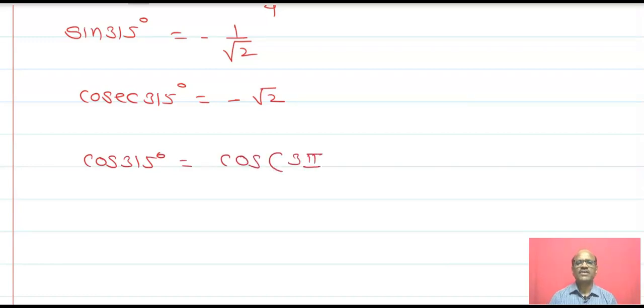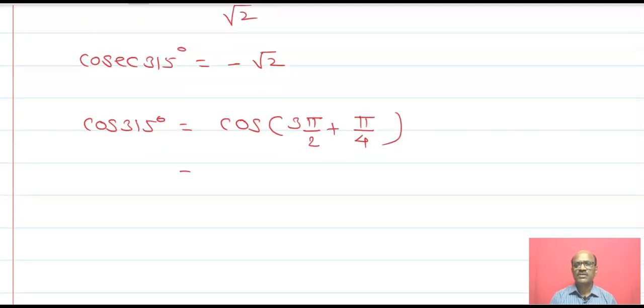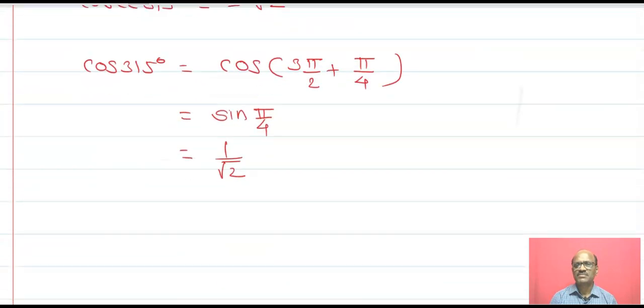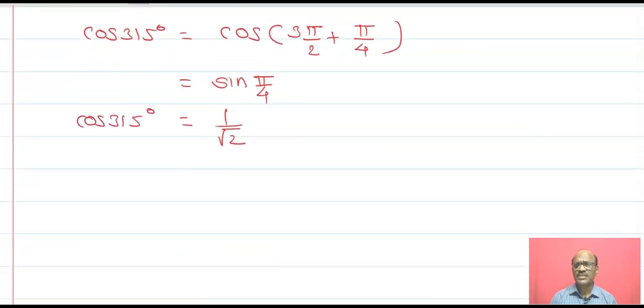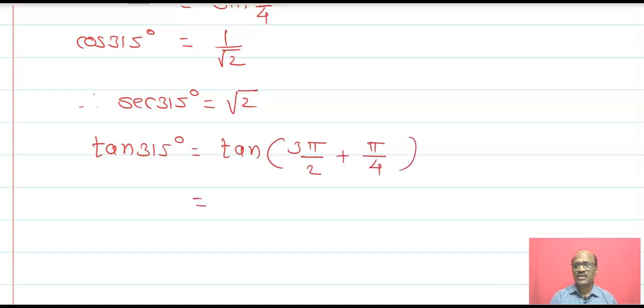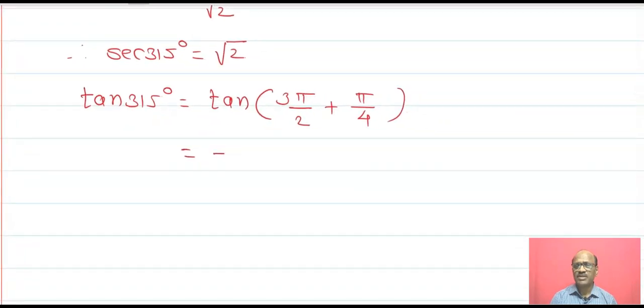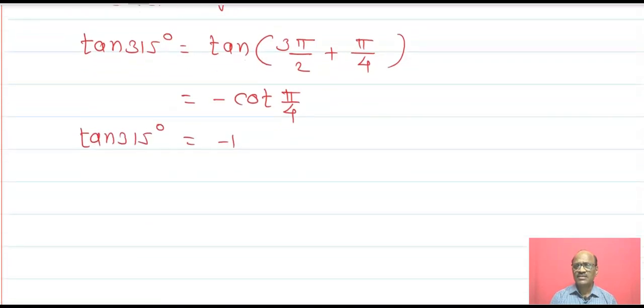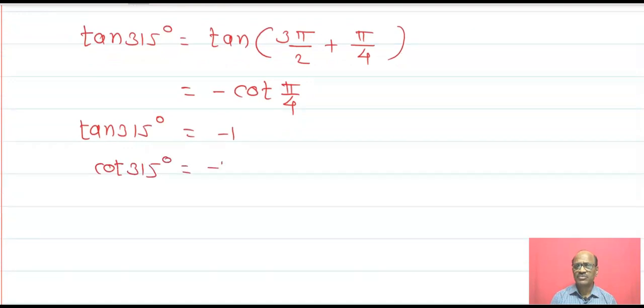And cos of 315, again cos is positive in the fourth quadrant, but it's 3 pi by 2 plus pi by 4, therefore the function changes, it becomes sine of pi by 4. Here cos of 315 is a parent ratio, therefore we have taken it as positive, therefore sec of 315 is root 2. Tan of 315 is written as tan of 3 pi by 2 plus pi by 4, that is minus cot of pi by 4, and that is minus 1. And also cot of 315 degrees is equal to minus 1.